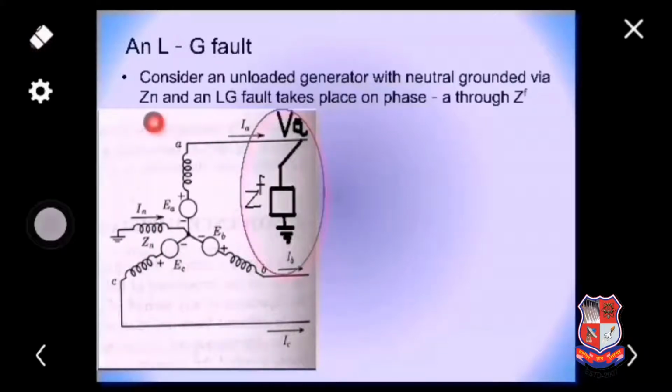Here line to ground fault is happening on phase A to ground via this ZF. ZF is known as the fault impedance. So definitely there is a potential difference between the phase A and the ground point due to the presence of ZF. If ZF is 0, the fault is said to be a bolted fault or solid fault. Neutral is again grounded via Zn, and this is the three-phase representation. So now let us define the boundary conditions first.